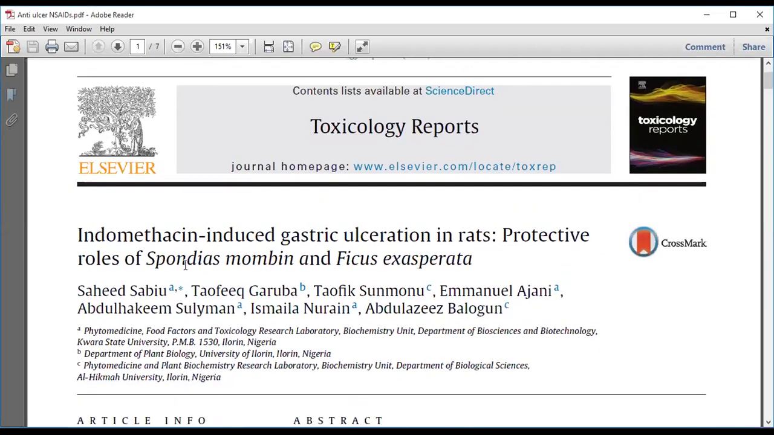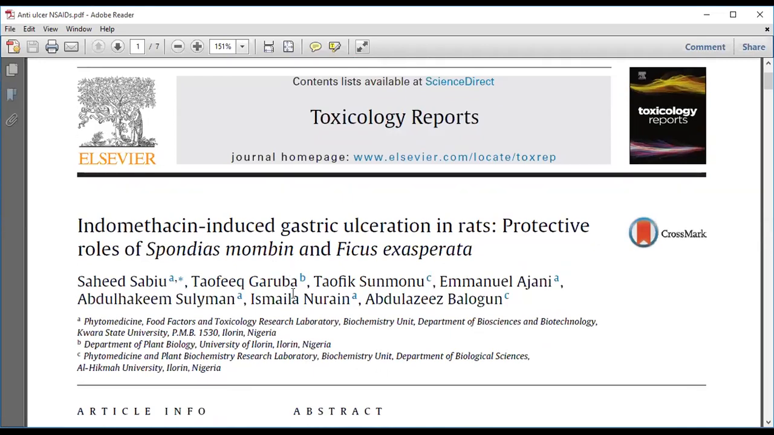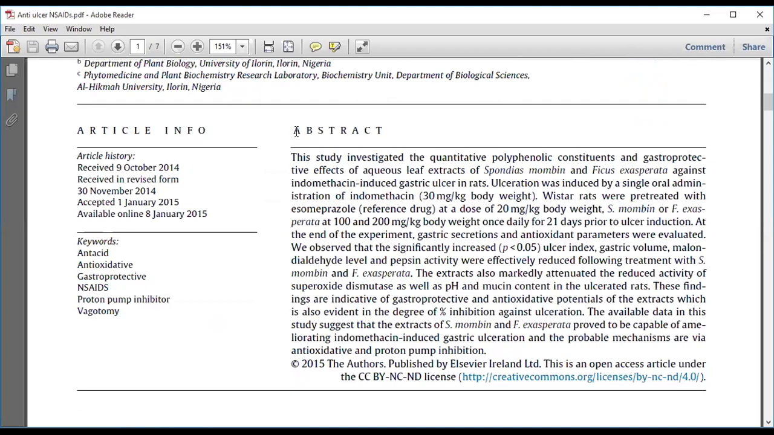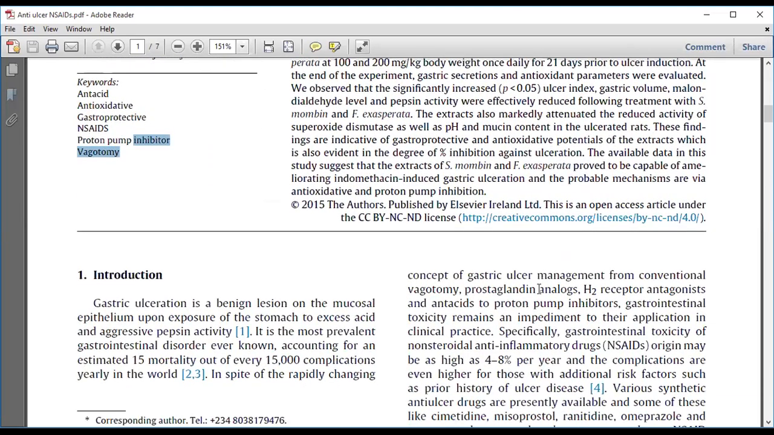Now see, this is a research paper written by Shahid Sahibu from Nigeria. What he has done is use the indomethacin-induced gastric ulceration animal model, and he has assessed the effect of Spondias mombin and Ficus exasperata. These are the two herbal extracts. So he has assessed these two extracts in the indomethacin animal model. Typically, what you have to study is to go through this abstract and try to understand it.